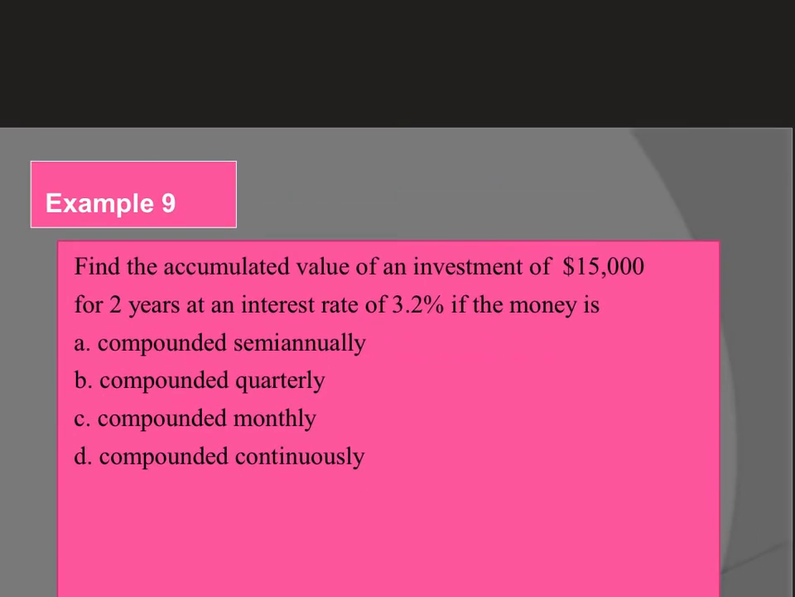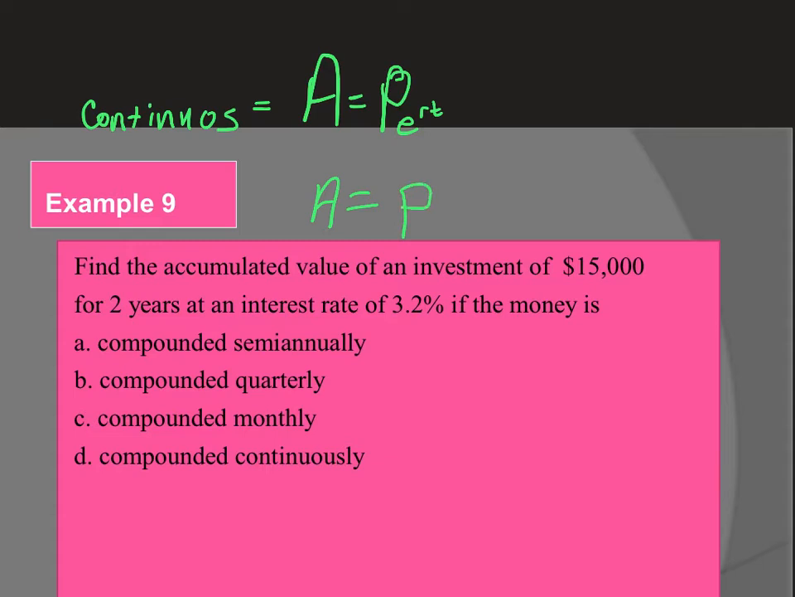First thing I think you should do whenever you have one of these interest problems is write at the top of your paper, or on your WebAssign: continuous is A equals P E to the RT. And then what is my other compounded formula? Read it to me. It's A equals P times parentheses 1 plus R over N, to the power of NT.